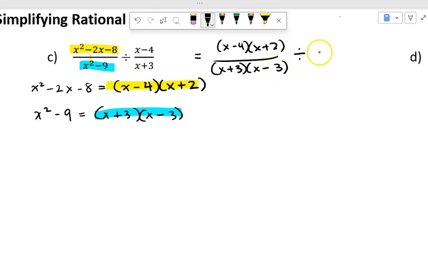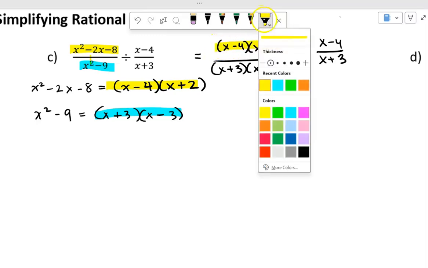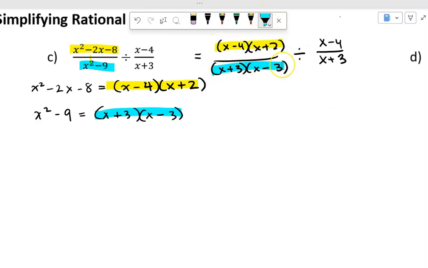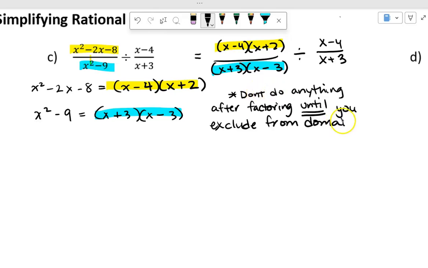Division symbol, (x minus 4) over (x plus 3). All I have done so far is turn the top into factored form and turn the bottom into factored form. That is the only thing I've done. Don't do anything else until you exclude from the domain. Before you try to flip anything, before you try to take first fraction times flipped second fraction, you need to tell me what x cannot equal.